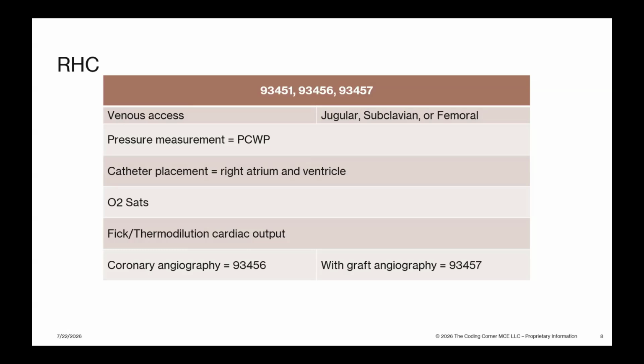And if you were wondering what PCWP is, this is measured during a right heart catheterization by wedging a balloon-tipped catheter in the pulmonary artery branch, providing an indirect estimate of left atrial pressure and left ventricular filling pressure.